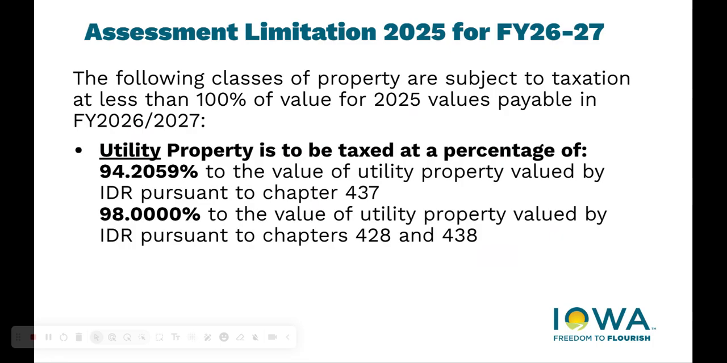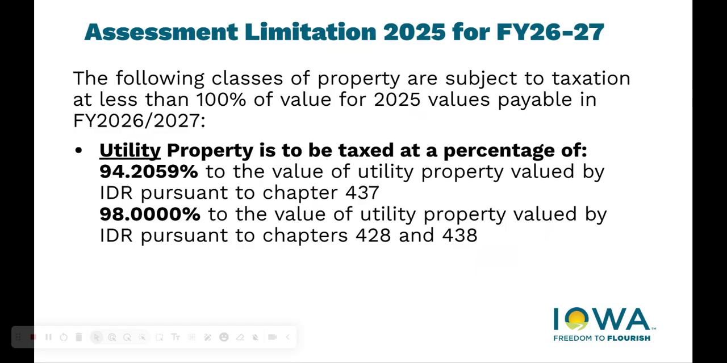Utility property for the assessment year 2025 does see some assessment limitation. So, if we're talking about property that's found within Chapter 437, it receives an assessment limitation of 94.2059. Property that is covered under chapters 428 and 438 is taxed at a percentage of 98%.